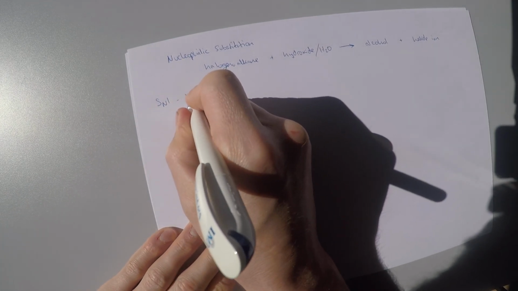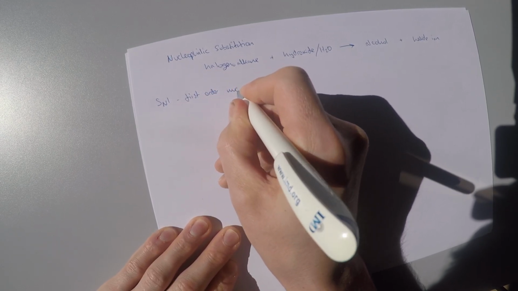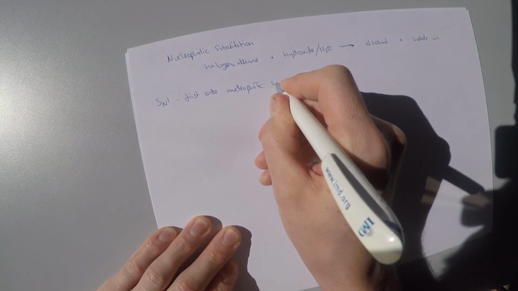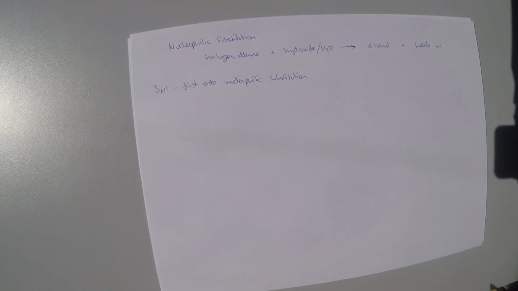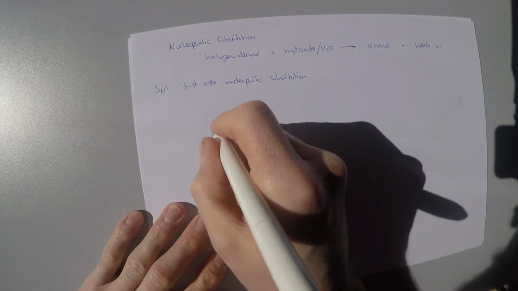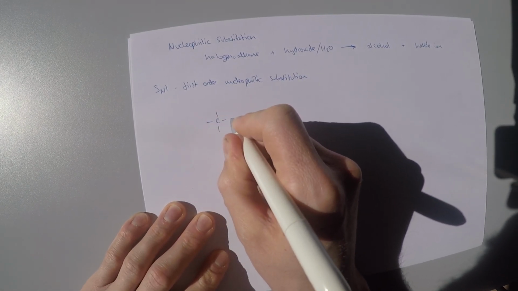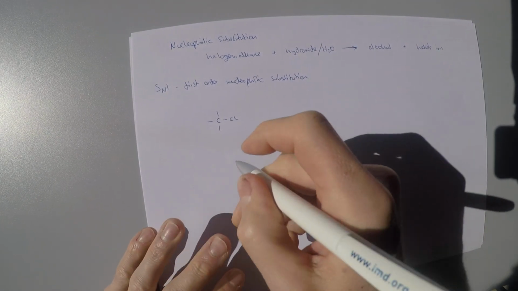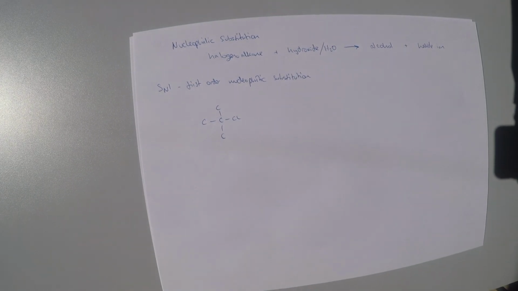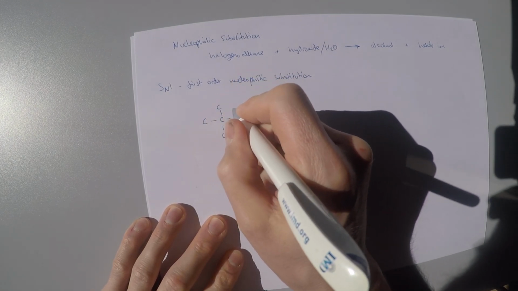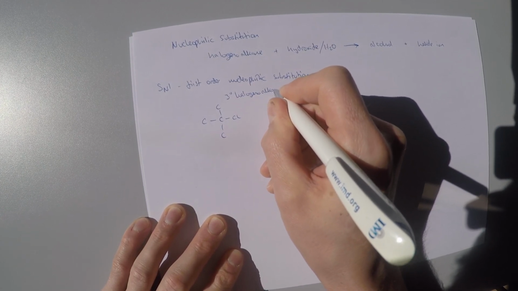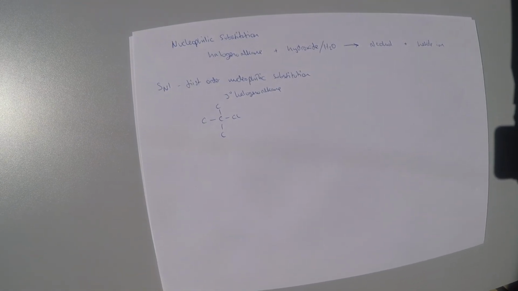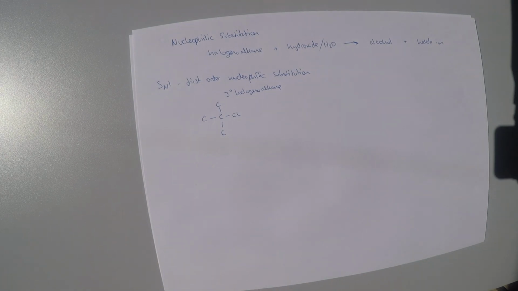nucleophilic substitution, this happens if you have a tertiary halogenoalkane. Okay, so if you have a halogenoalkane, I'm going to keep using chlorine as my example, and I have carbon atoms on all of the other positions around this central carbon. Okay, so this is a tertiary halogenoalkane.